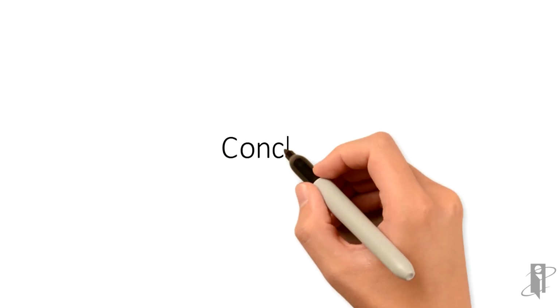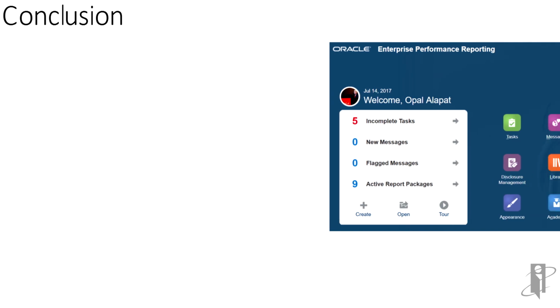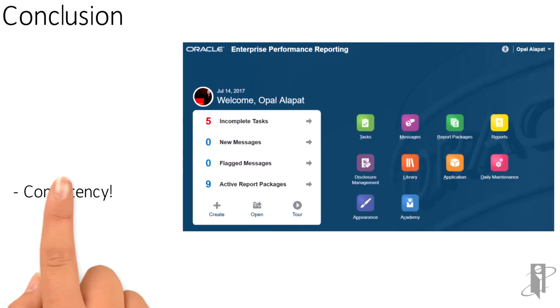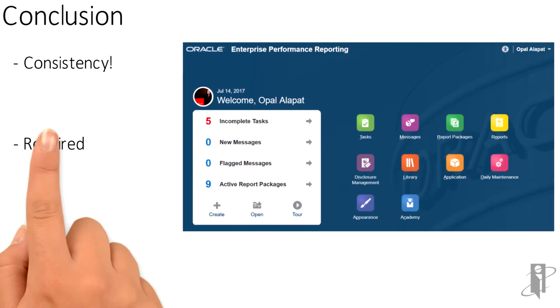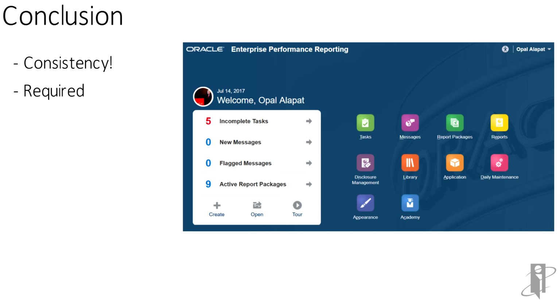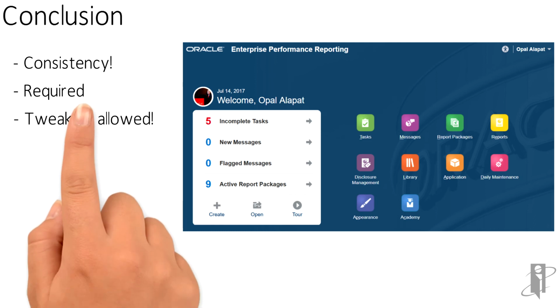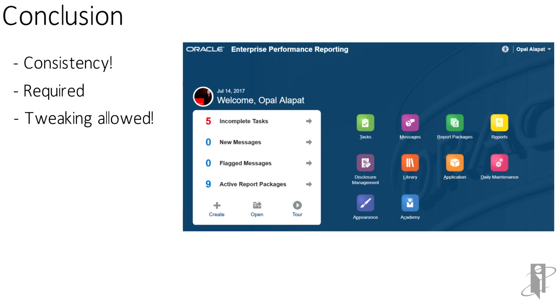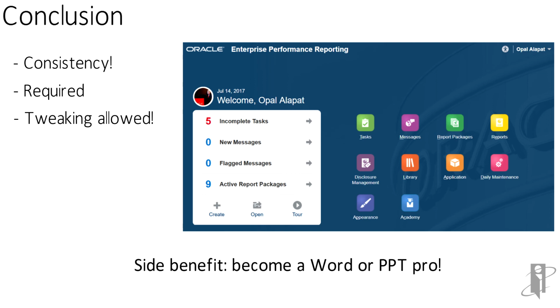In conclusion, style samples are a very powerful feature of EPRCS. They allow the report packages to be consistent. They are required for each report package, and you must have one uploaded at the time that you create your report package. But you can constantly tweak them throughout the reporting lifecycle so that you can get them to exactly where you need them to be so your report package looks perfect. And one of the side benefits of style samples is that they will help you to become a Word or PowerPoint pro as you master the art of styles and slide masters.